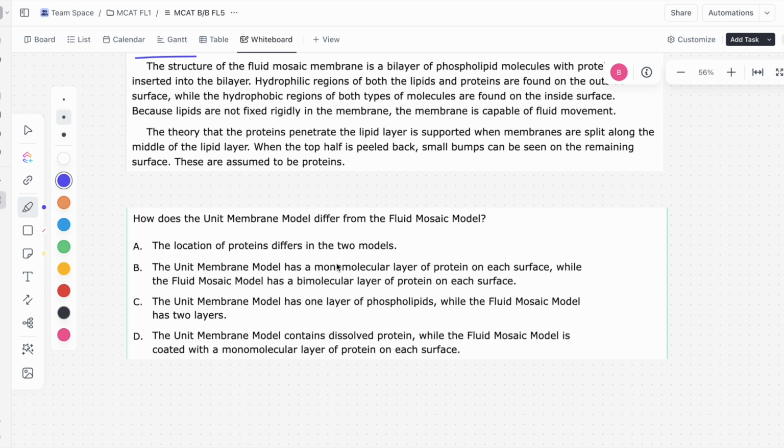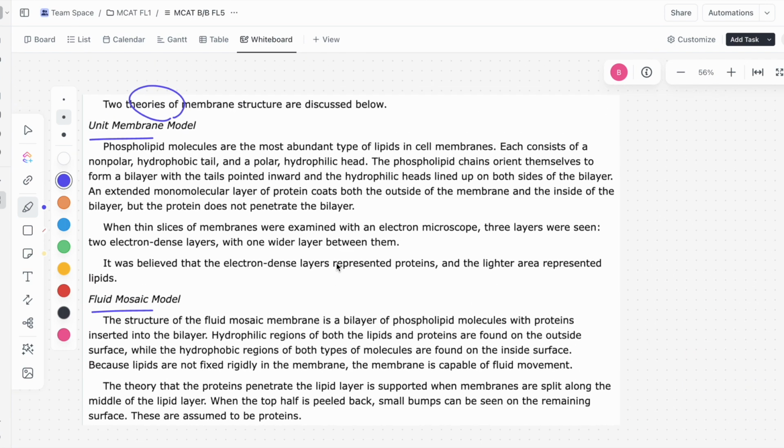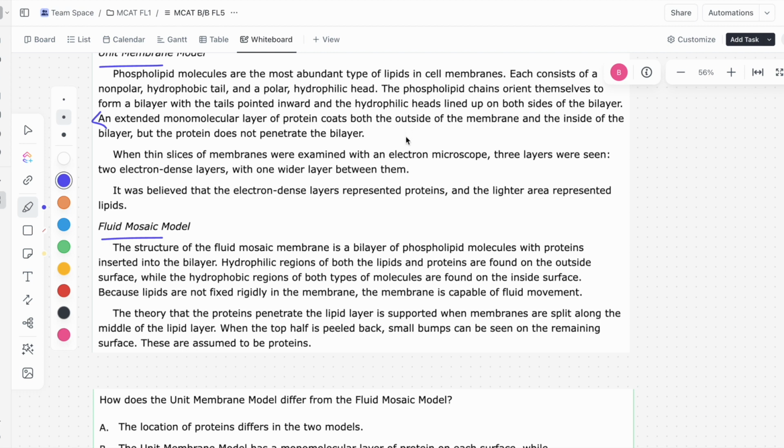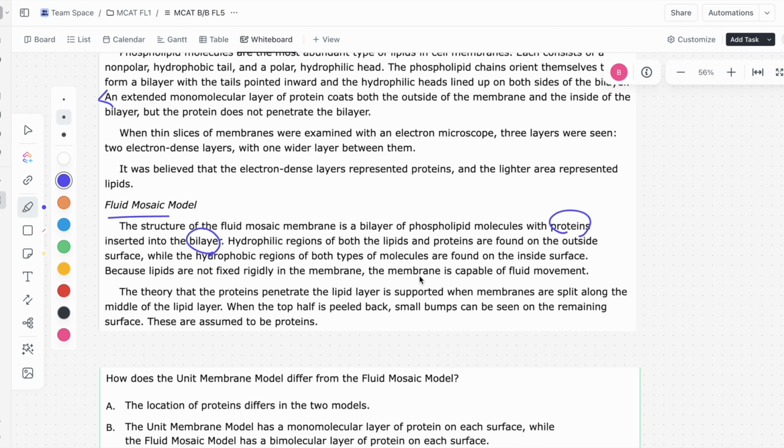A says the location of proteins differs in the two models. So let's take a look at the unit membrane model. Where are the proteins in this model? It says a monomolecular layer of protein coats both the outside of the membrane and the inside of the bilayer, but the protein does not penetrate the bilayer. So there is a layer of protein on the outside, but it doesn't go through the actual membrane itself. What does the fluid mosaic model say? It says there are proteins inserted into the bilayer. So this seems pretty correct, right? The location of proteins does seem to be different in the two models.